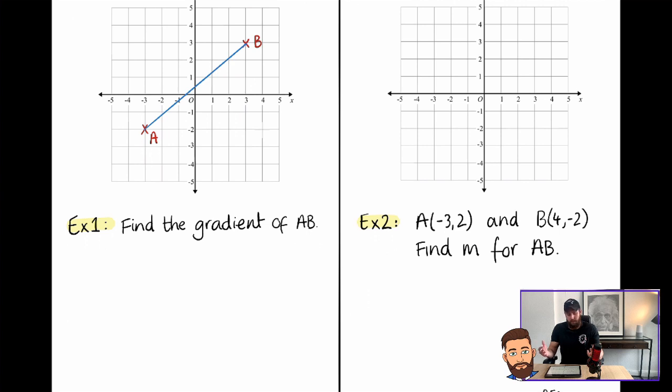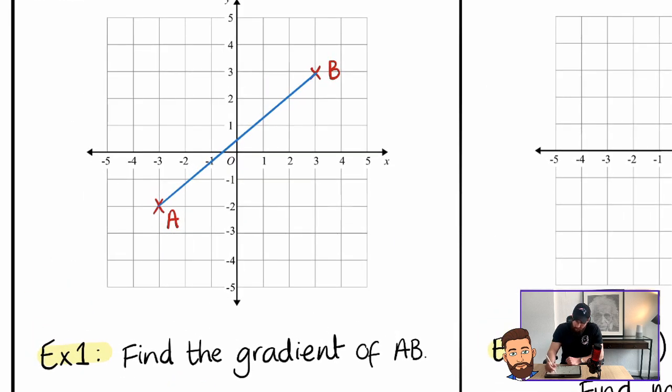We need to find the gradient of this line. Last lesson, this is what we did. We know that M equals up divided by across, and we have to draw a triangle. Well, if we look at our straight line, we need to draw a triangle that goes from A to B in the Y direction and from A to B in the X direction, and we need to check and be careful with our scale how many up it is and how many across it is.